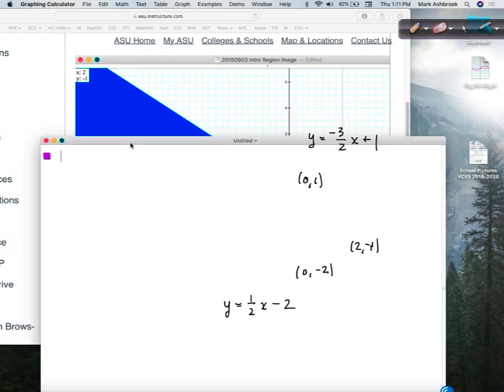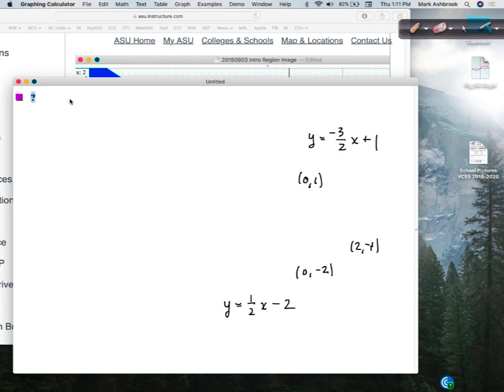So you said y is greater than 1/2 x minus 2, comma, and y is less than... Did I get it wrong? This is 2/3? Yeah. Oh, okay. y is less than minus 2/3 x plus 1.